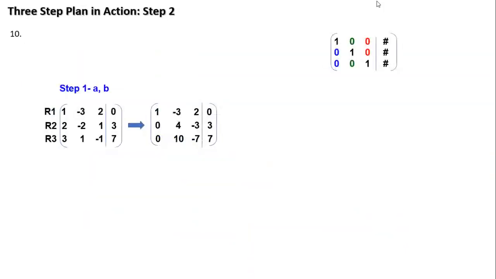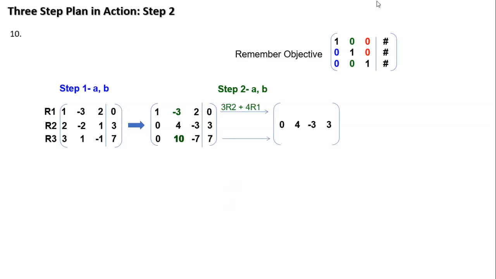Gotta go to the next step. The next step is to eliminate the second column, that negative 3 and that 10. To do that, I'm going to use my row 2. Row 2 is this. I'm going to use it to get a new row 1 that is going to eliminate that negative 3, and I'm going to use row 2 to eliminate that 10. So to get rid of that 3, I'm going to multiply a 3 to row 2 and a 4 to row 1.